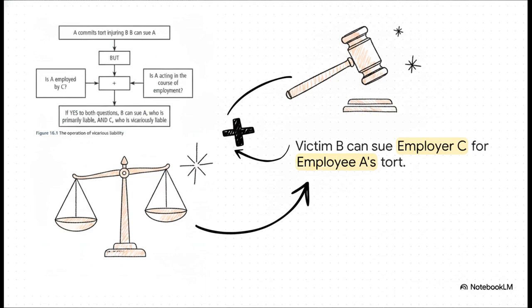For a victim, let's call him victim B, to successfully sue an employer, employer C, two big questions about employee A have to be answered with a solid yes. First, is A actually employed by C? And second, was A acting in the course of their employment when they injured B? Both of those boxes have to be ticked. Otherwise, there's no lawsuit against the employer.